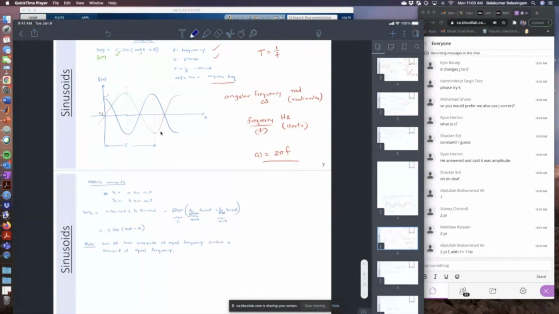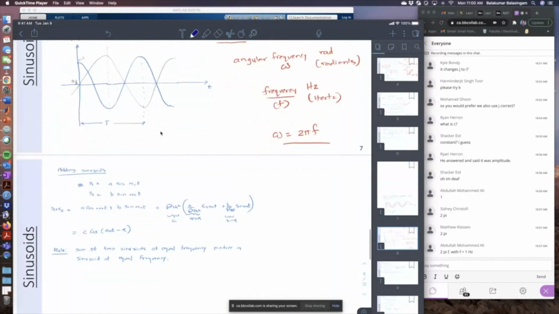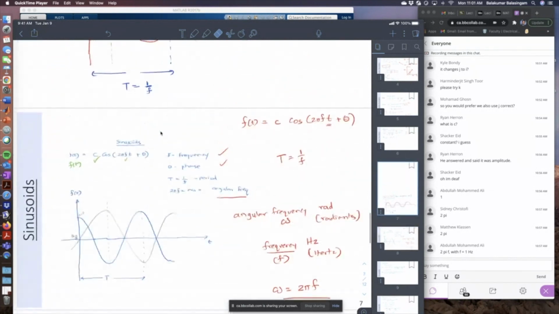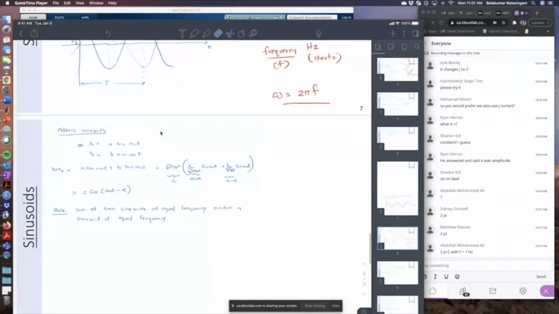So now, adding two sinusoids. I just gave a graphical explanation about a sinusoid. Now I'm going back to math, but you will always see the sinusoid can be thought of like this signal. Now I'm going to introduce a concept: adding sinusoids. Let's say S1 is A cos omega 0 t, S2 is B sine omega 0 t, S1 plus S2 is A cos omega 0 t plus B sine omega 0 t.